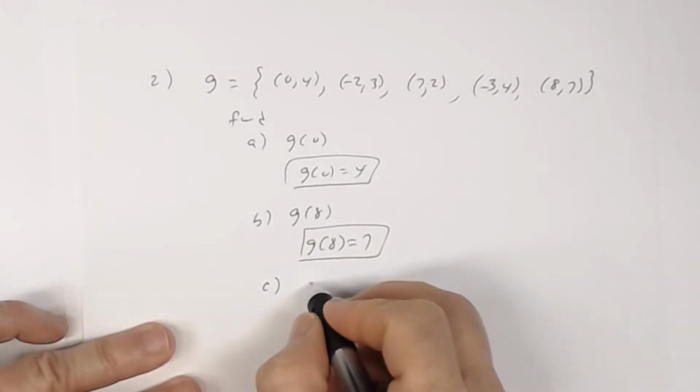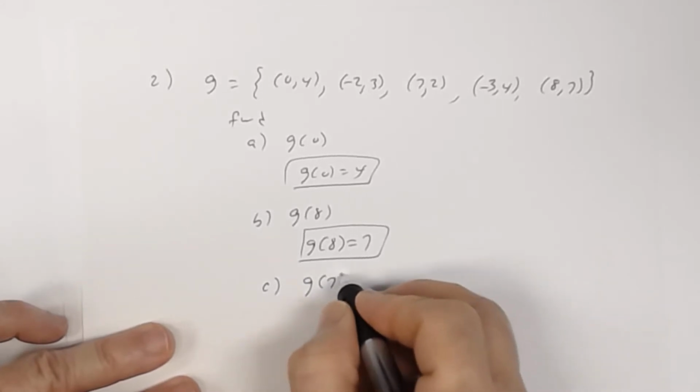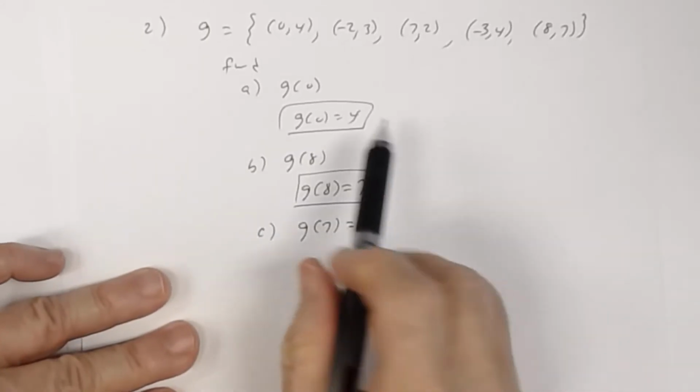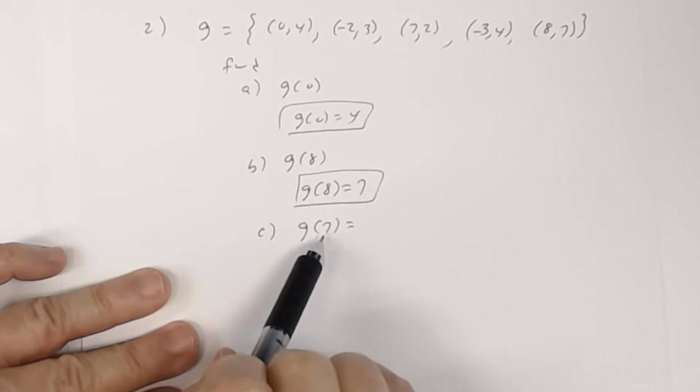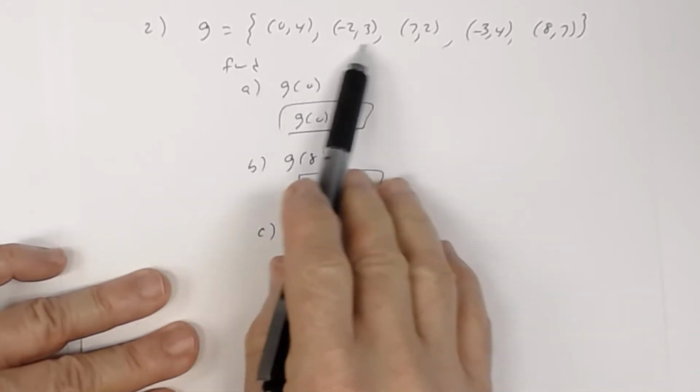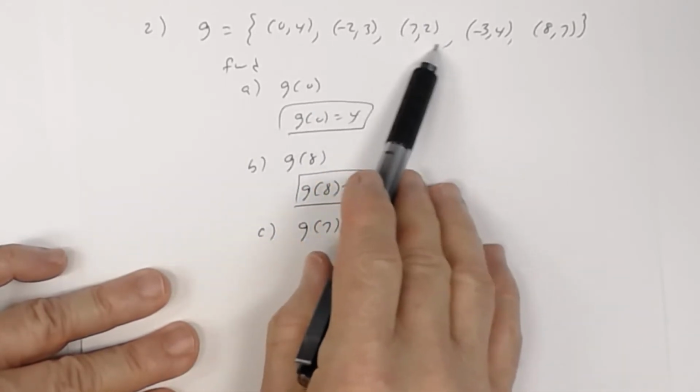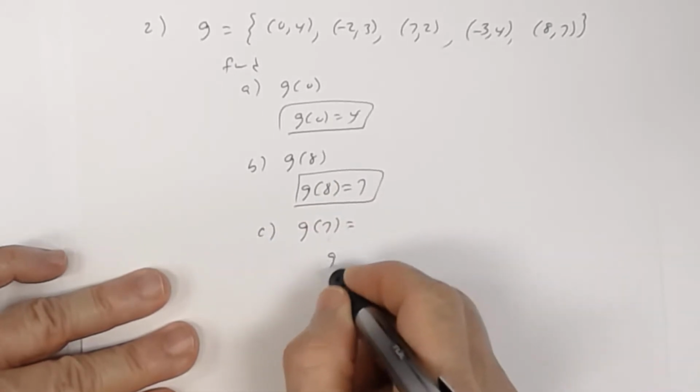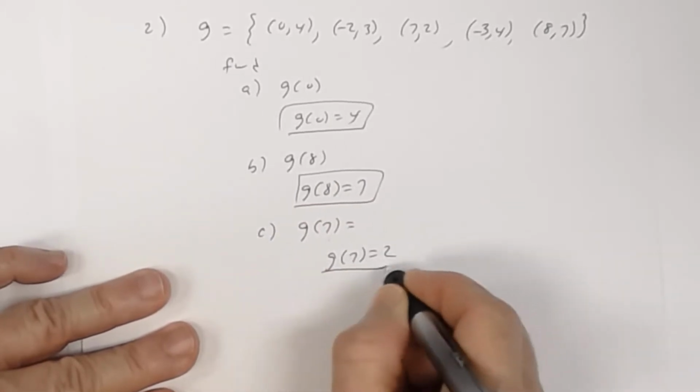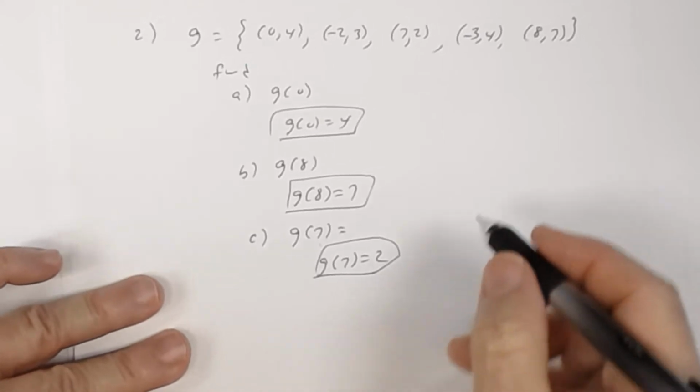C, you want to find g of 7. Okay, well, same thing. What's the y value when x is 7? So when x is 7, that's this right here. My y value is 2. So g of 7 is equal to 2. All right, not that difficult, pretty easy, right?